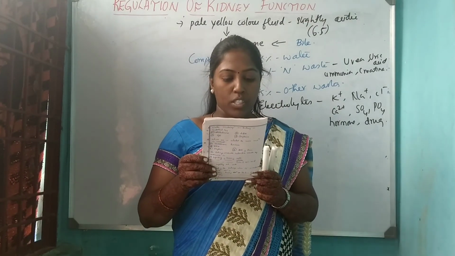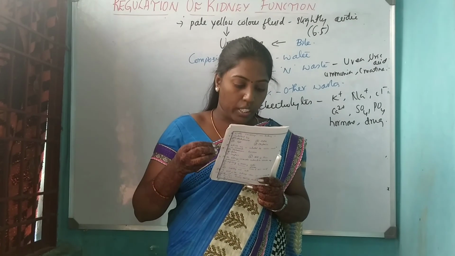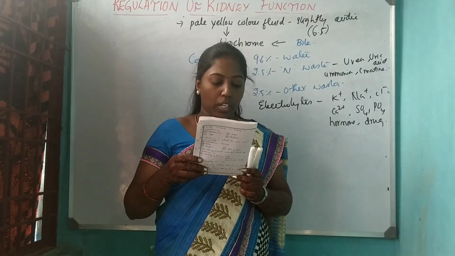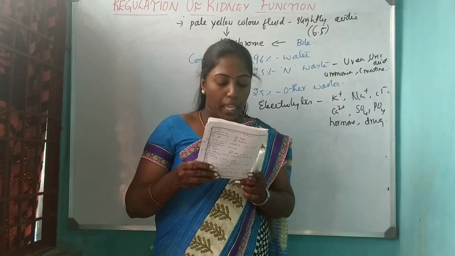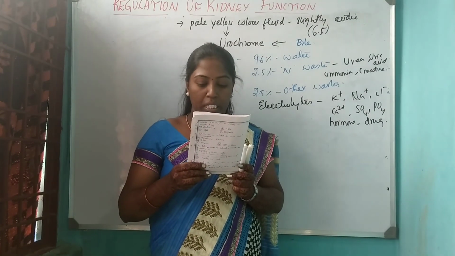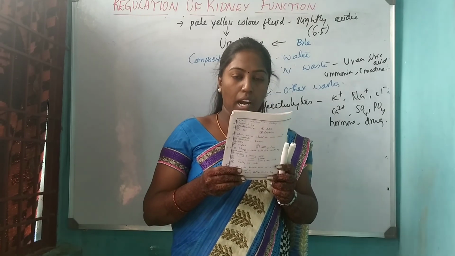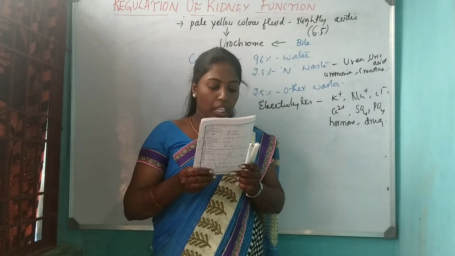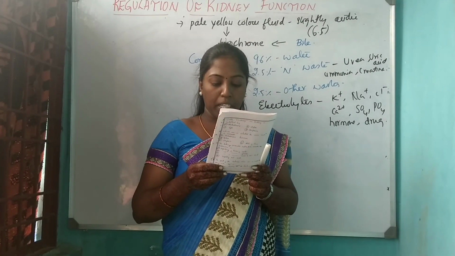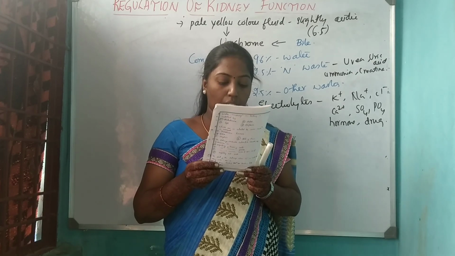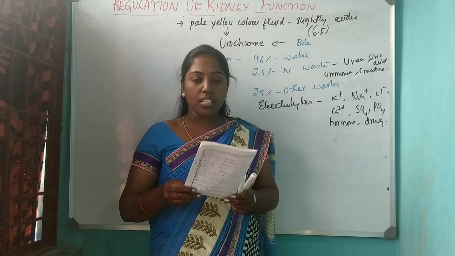Which of the following does not favor the formation of large amount of dilute urine? Option A, alcohol. B, caffeine. C, renin. D, ANF. The answer is renin. Then, functioning of kidney is controlled by hypothalamus, juxtaglomerular apparatus, heart, all of these. Then, volume of urine is regulated by A, aldosterone. B, aldosterone and ADH. C, aldosterone, ADH, testosterone. D, ADH alone. The answer is B.